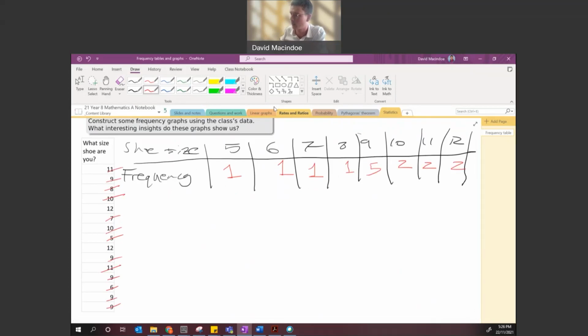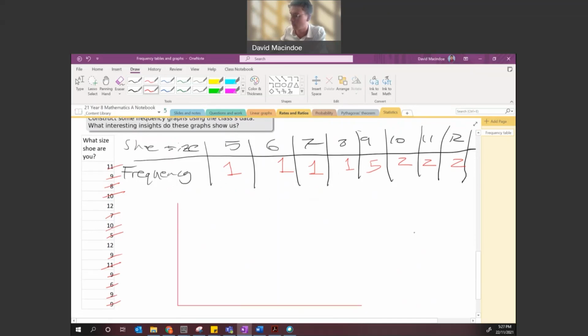Okay, so I want to make my graph now. Let's go like this. So again, on the y-axis, you've got frequency. And on the x-axis, we've got shoe size. Good to label your axes, especially something like this. Now, all right, the maximum my height goes is only 5, right? So I'll just do 5 check marks. 1, 2, 3, 4, 5.